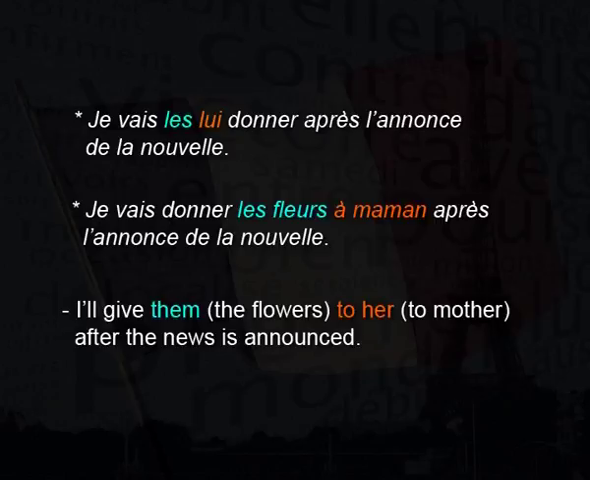In the text, we have an example where the direct object precedes the indirect object. Je vais les lui donner après l'annonce de la nouvelle. Je vais donner les fleurs à maman après l'annonce de la nouvelle. I'll give them, the flowers, to her, to mother, after the news is announced.